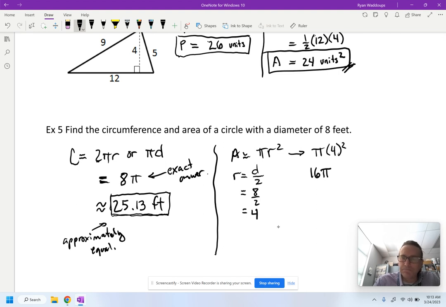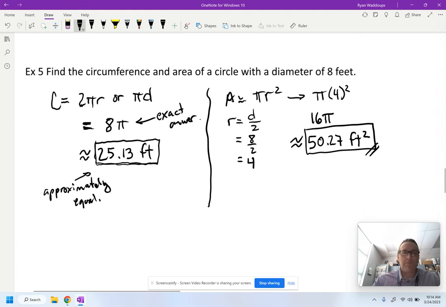Again, that's the exact answer. But if I want to know what that is, I type it in my calculator. 16 pi, and that gives me approximately 50.27 feet squared. Even for circles, the area is given in square units.